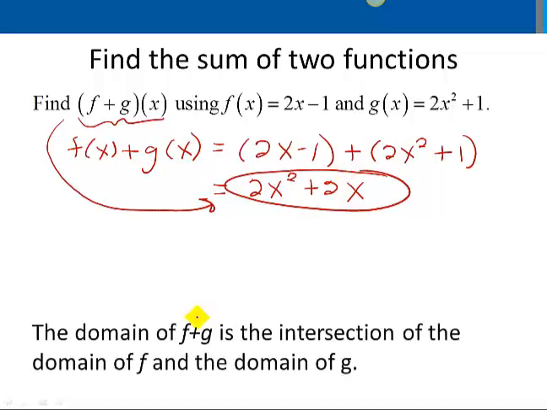The domain of f plus g is the intersection of the domain of f and the domain of g. Here f of x equals 2x minus 1 has a domain of all real numbers, as well as g of x, which is defined to be 2x squared plus 1. The intersection of two domains containing all real numbers is also a domain containing all real numbers, which would be the domain of f plus g.